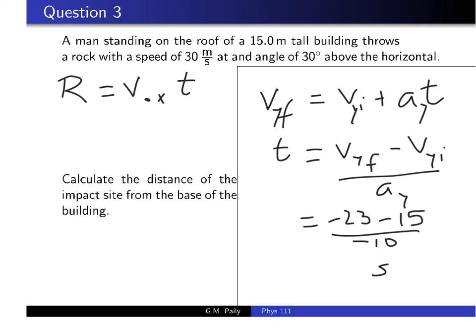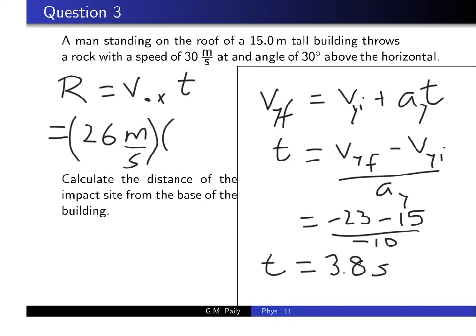And so, the range would be given by 26 meters per second times 3.8 seconds. This gives us a range of 99 meters. And so the horizontal range covered, that is the distance of the impact site from the base of the building, is 99 meters.